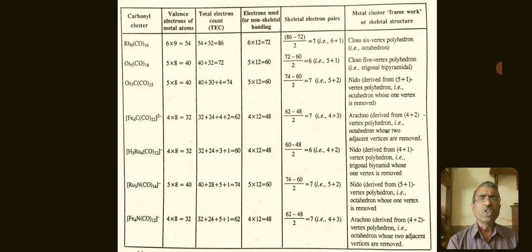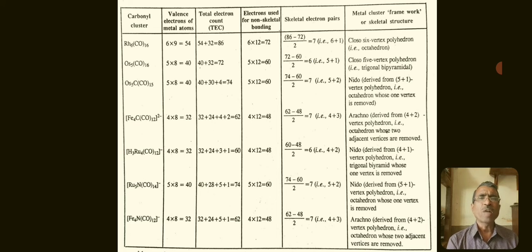Now, let us take another example, that is pentaosmium, the pentadecacarbonyl carbido. Let us study what would be the structure. Now, you know, there are 5 osmium atoms. The valence electron in osmium is 8. So, 8 into 5, 40 electrons.